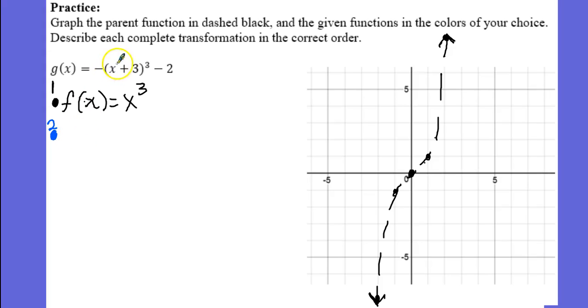Horizontal shift. So what number in this equation represents your horizontal shift? 3. So the only equation that I'm going to write right now is the equation that includes the horizontal shift. So right now, I'm just going to graph that equation. So I'm building this function that I'm about to graph. And this is telling me to shift which direction?